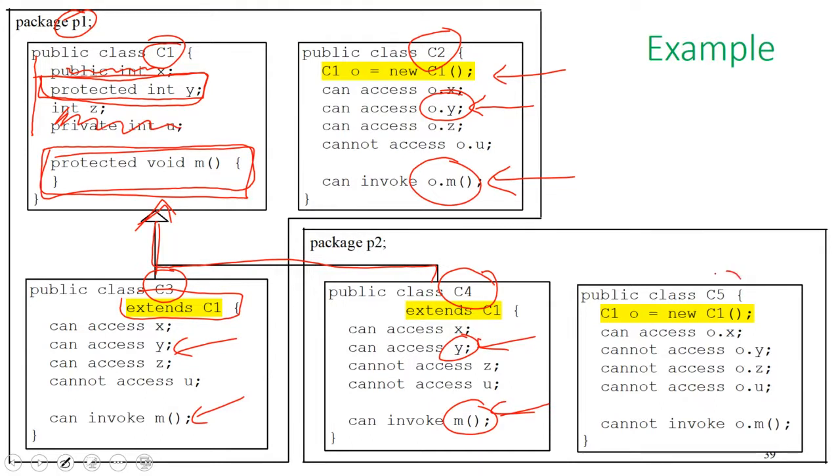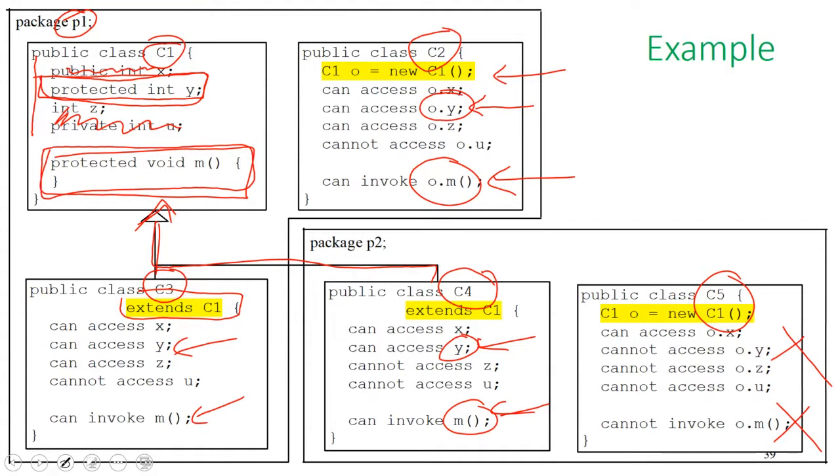And then the last example, this is the one where we cannot access Y, we cannot access M, because we are a class that is not in the same package as C1, first thing. And second thing, we are not even a subclass of C1. That means that protected doesn't help us. So except for what is public, we cannot access anything from C1.